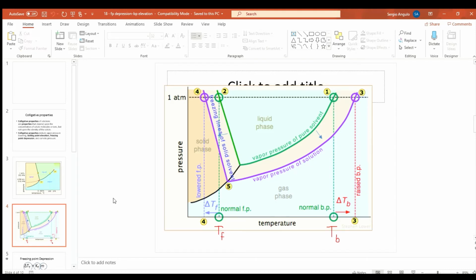So that's why there is a boiling point elevation, and it always goes up. So we always say it's the boiling point elevation. There's also always a freezing point depression. That's why we're talking about boiling point elevations and freezing point depressions.